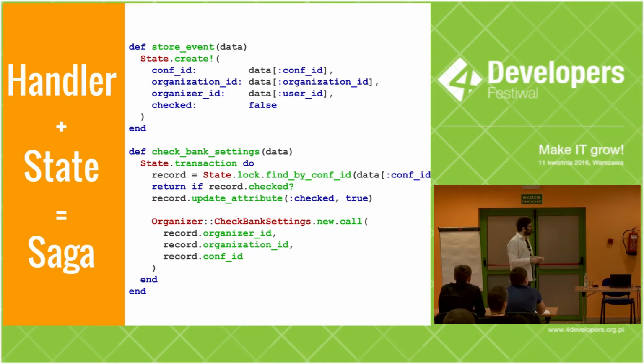And when the time comes and we want to invoke the checkbank settings command, we can use those data, the organization ID and the organizer ID that we have from the previous events, to invoke the command. And we also use the state to update the checked attribute so that we only invoke the command once, even when there are multiple tickets created for the same conference.